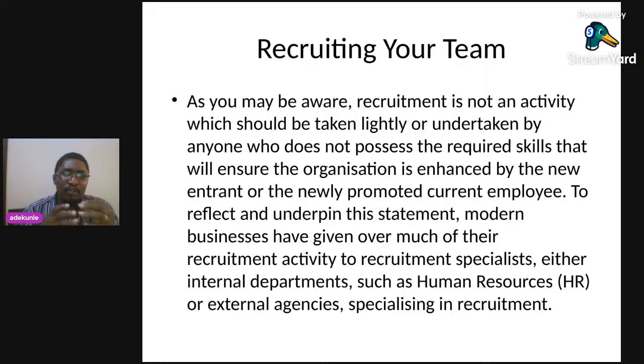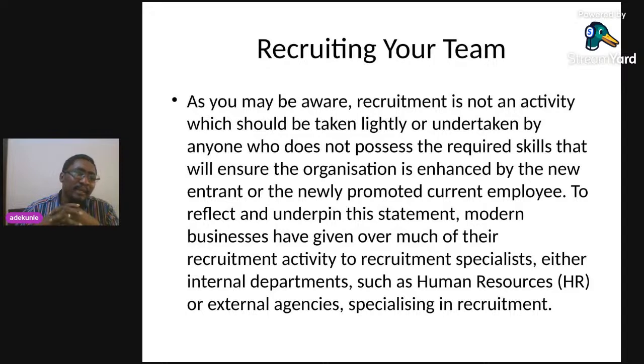When you talk about recruitment, it is key, it is constant, it's the first step in your human resource management. And of course, if you recruit, you may be biased, or you don't understand the concept of, we're going to discuss that later.